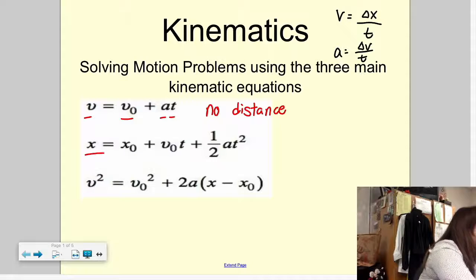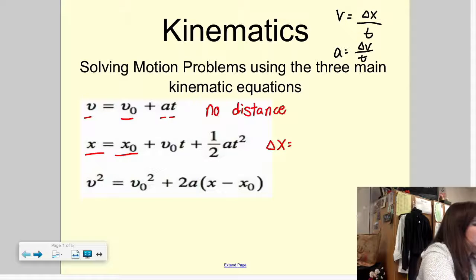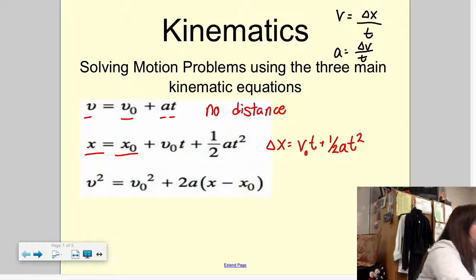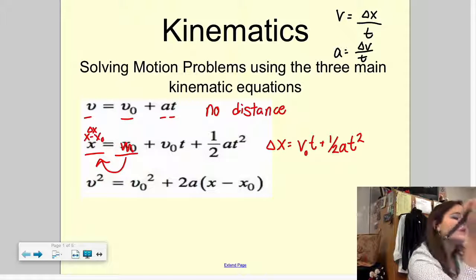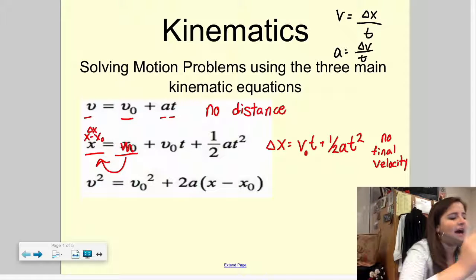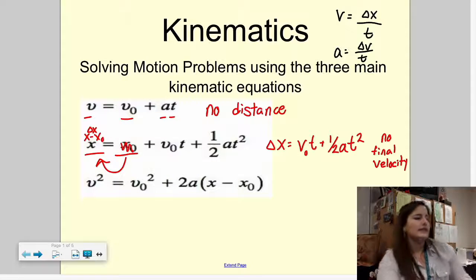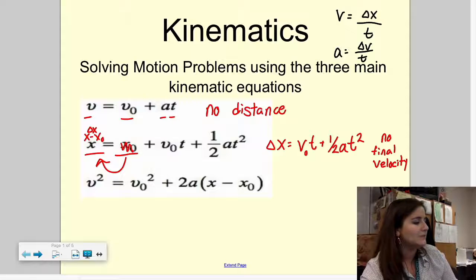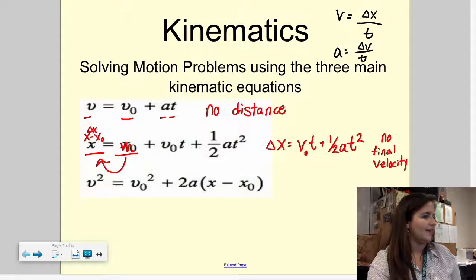Where this has x, typically this equation is rewritten as delta x equals v initial times time plus 1/2 acceleration times time squared. Again, that's just by subtracting this over here so that it becomes x minus x naught, which again can be rewritten as delta x. Notice in this equation there is no final velocity. We use it when we don't have and we don't care about the final velocity. Typically, this is used in basic distance problems if something starts from rest or anything like that.